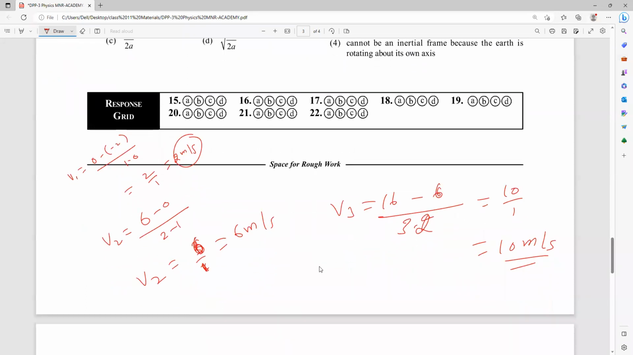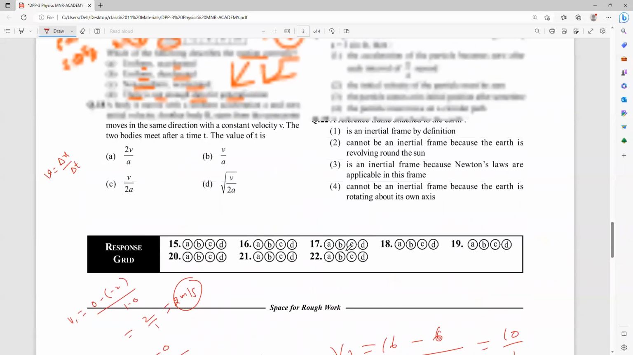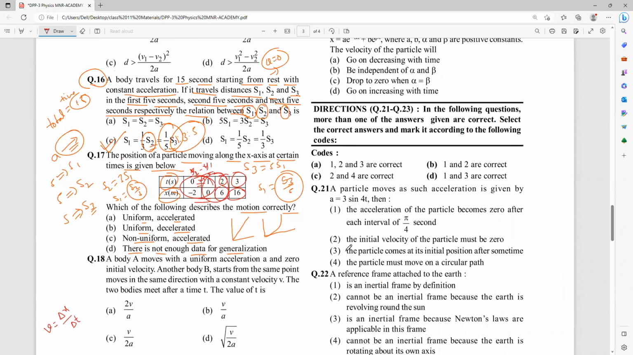Now, either it is uniform or non-uniform, verify. 6 minus 2, it is 4. Next, 10 minus 6, which is also 4. So the rate of change of velocity is uniform or non-uniform? Uniform. Yes or no, all of you? Yes, sir. So uniform. Accelerated motion or non-accelerated motion? Accelerated. So what is the answer?